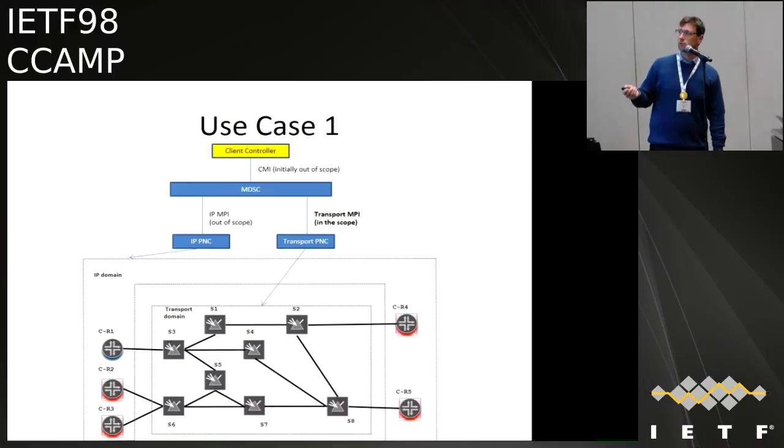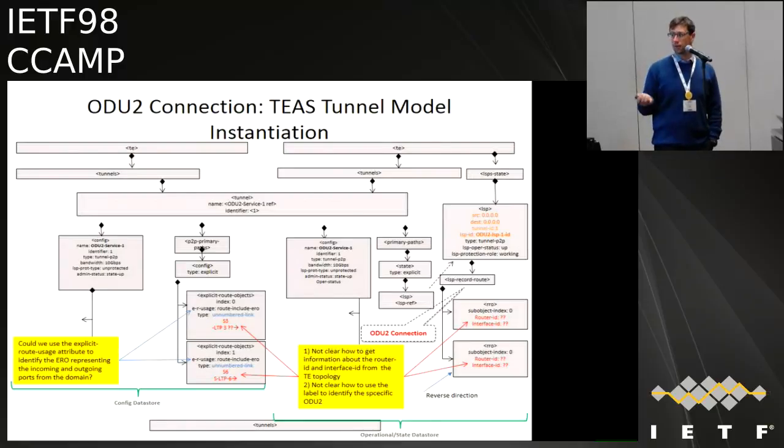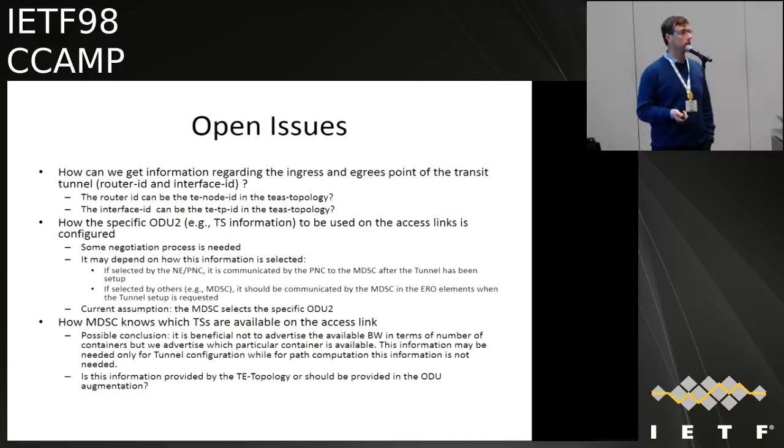We care about what information needs to be carried over this interface. And the example of the ODU tunnel setup: this is the topology, which is abstracted at the MPI. In order to have an ODU that starts from router number one, goes to router number three, and transits the network from these ingress and egress points, we need to create a T-tunnel with the first ERO element pointing to this LTP, and the last ERO element pointing to this LTP, and that will be a segment of an end-to-end tunnel. So we have analyzed in detail all the attributes that need to be set up. I will go very quickly through these slides, which describe all the elements that need to be provided and some questions that we got. We have a set of open issues that we need to discuss. Some have already been addressed, but these ones are still pending.